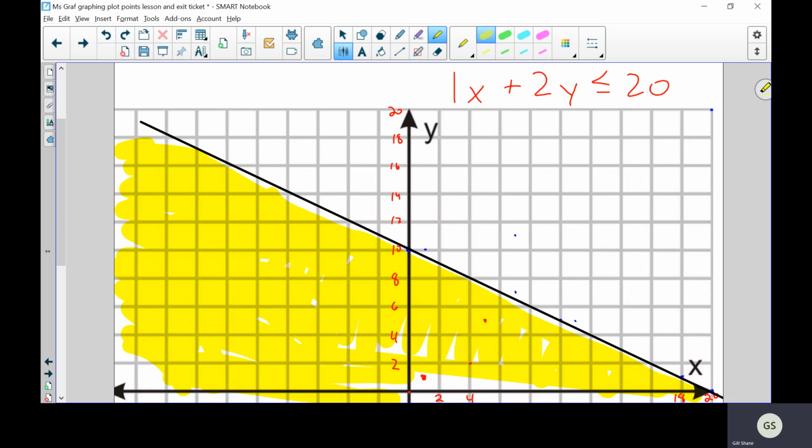The points on the line will always make the left side equal the right side. Always. So here's what you have to do. You have to say, okay, if the points on the line make the left side equal the right side, is that making this a true statement? For example, if we buy 18 airheads and 1 honey bun, which is on the line, is that a solution? Can we do that? Does that make the statement a true statement?